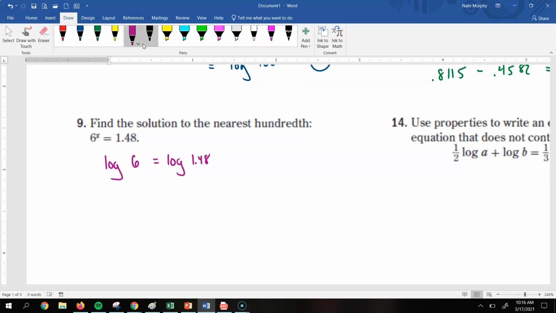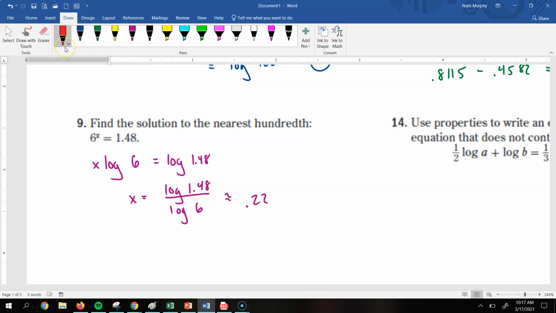But remember that the x that's up as an exponent would go in front of the logarithm. So we'd have x times the log of 6 equals the log of 1.48. To solve for x, I would divide both sides by log of 6. We'd have the log of 1.48 divided by the log of 6. And when you do that, you get approximately 0.22 as your answer.